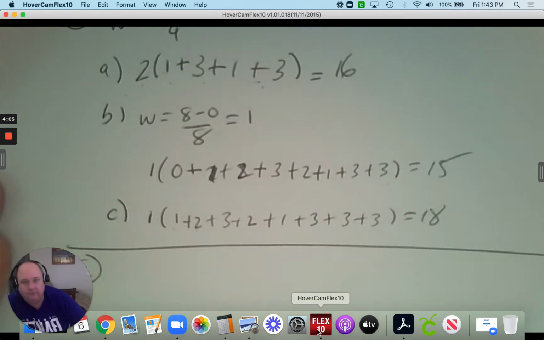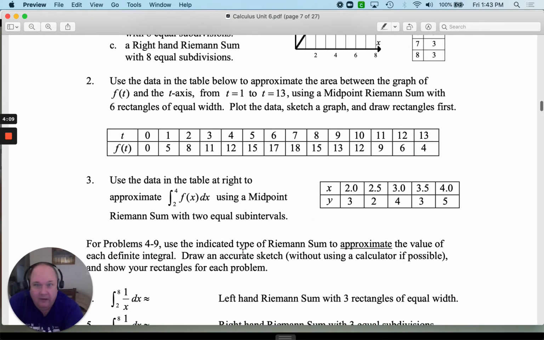Number 2. Use the data in the table below to approximate the area between the graph of f of t and the t-axis from 1 to 13. Use a midpoint Riemann sum with 6 rectangles of equal width. Plot the data, sketch a graph, and draw the rectangles first.